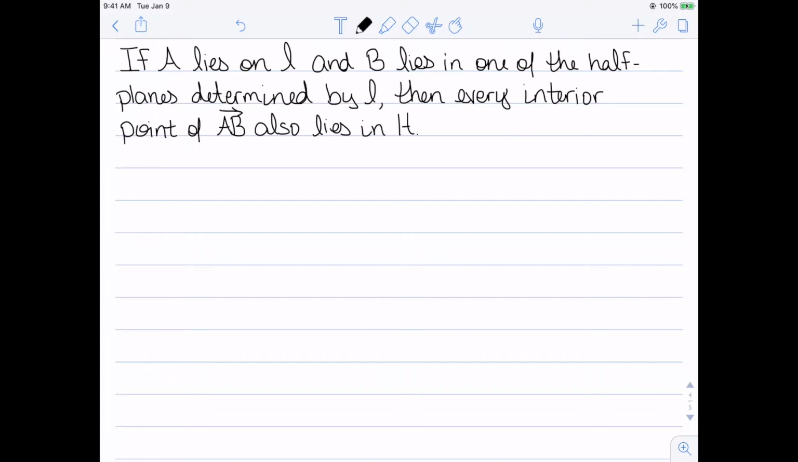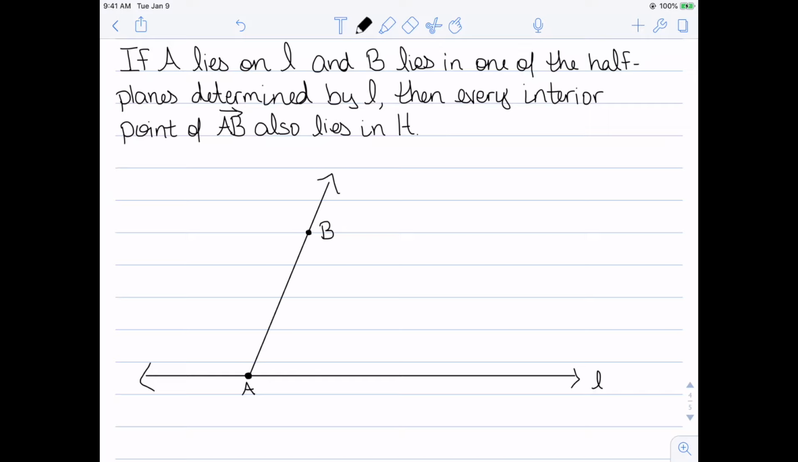My next consequence says that if A lies on my line L, and B lies in one of the half planes determined by L, then every interior point of ray AB also lies in H. So here's my line L and a point A on it, and I'm going to consider H to be above this line. I also have point B that lies in one of the half planes, in particular the one above. And I'm in particular concerned about the ray AB. So here's my ray.